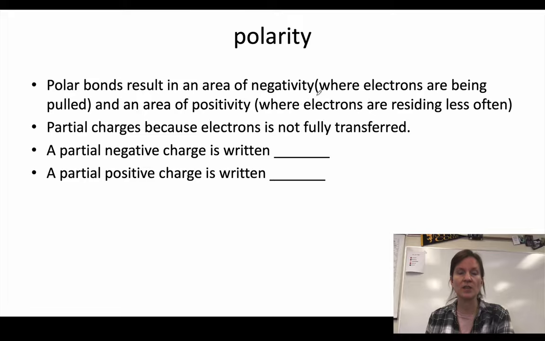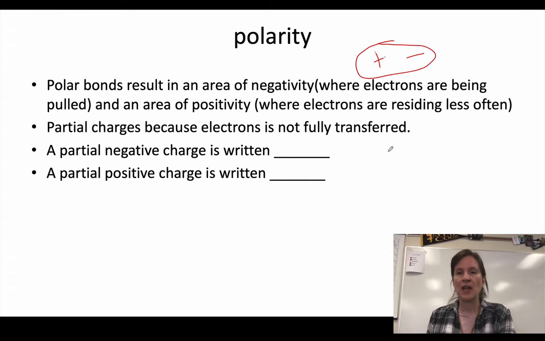Why is this important? Well, polar bonds result in an area of negativity where electrons are being pulled, and an area of positivity where the electrons are being pulled away from. And in chemistry, essentially everything we've seen is dictated by this attraction between positive and negative. So if I'm creating even partial positives and negatives, there's going to be a consequence.